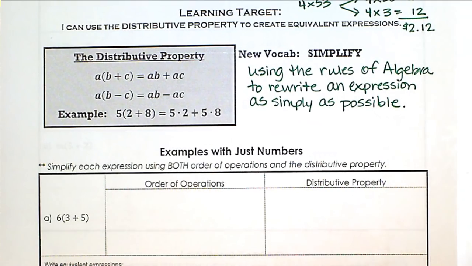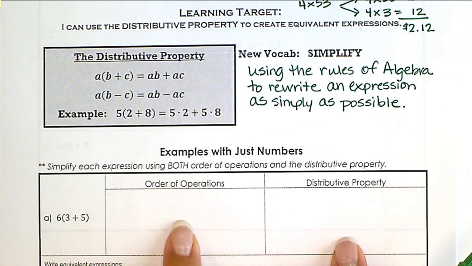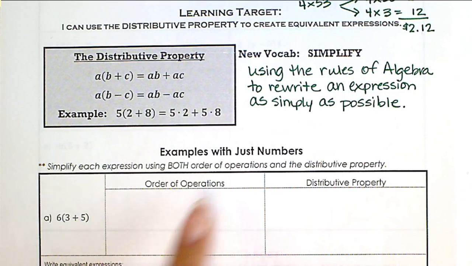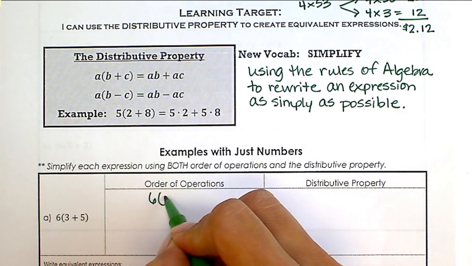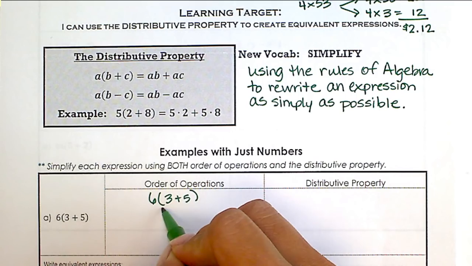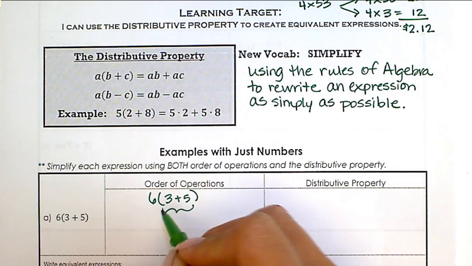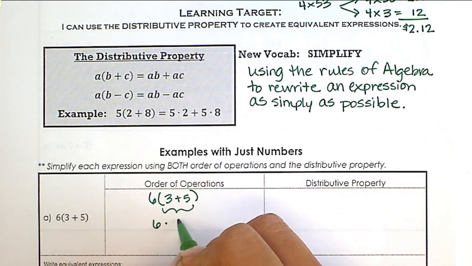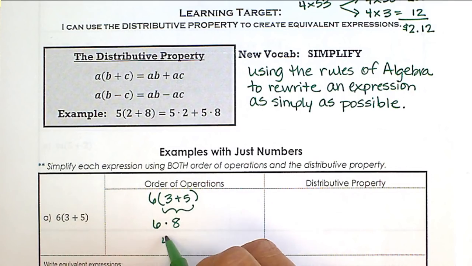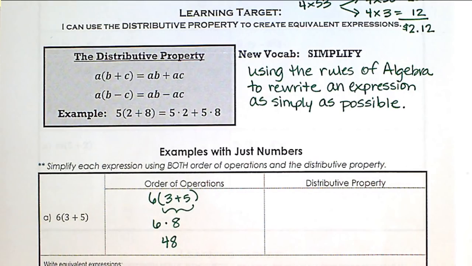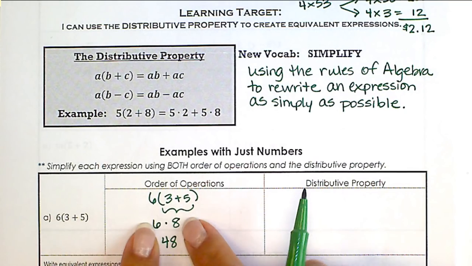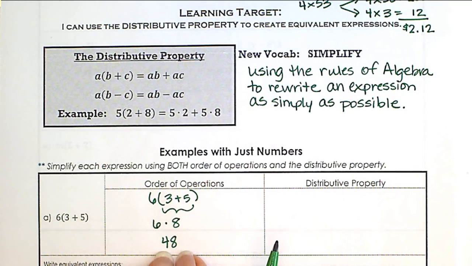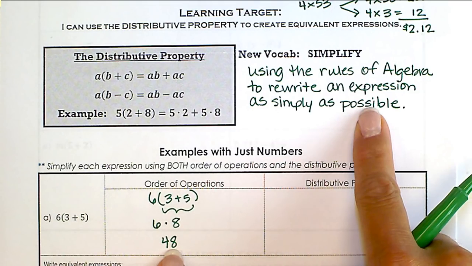Okay, and I'm going to do it two different ways, and I'd like for you to do both as well. So first we're going to do the order of operations. So order of operations says to do parentheses first, so I'm going to do 3 plus 5, and we get 6 times 8. And 6 times 8 is 48. Now let me do the same problem. So what I did is I took this expression and I simplified it as far as possible, which in this case I did get a final answer.